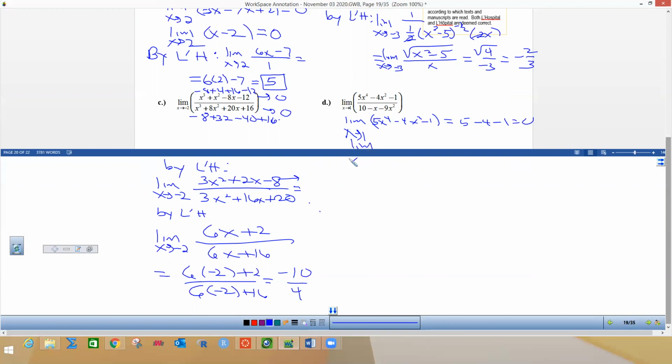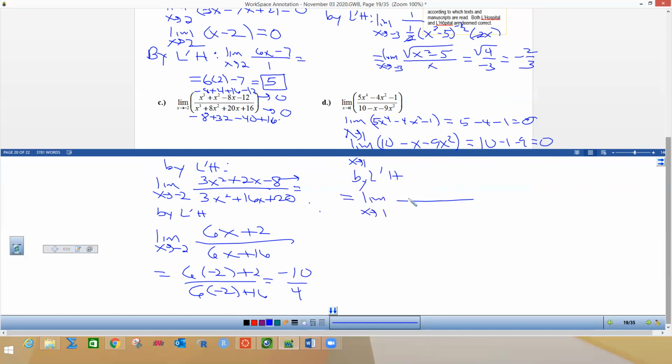This is what you have to do each time. If you don't do this, you lose points on the AP test. You're not allowed to write 0 over 0. So this would be 10 minus 1 minus 9, 0. And then I say by L'Hopital, as soon as I get one of those indeterminate forms, this would be 0 over 0, I can do L'Hopital. So by L'Hopital, the limit of this thing also equals the limit as x approaches 1.